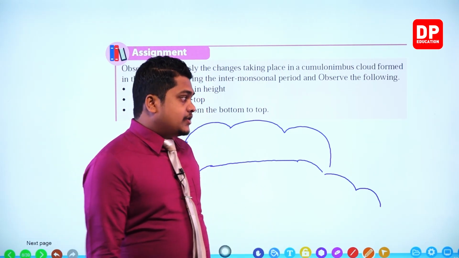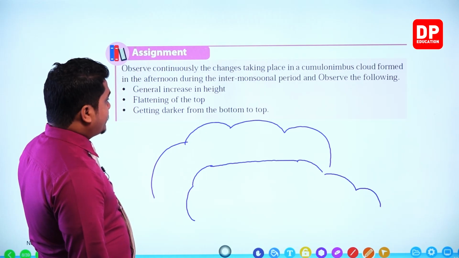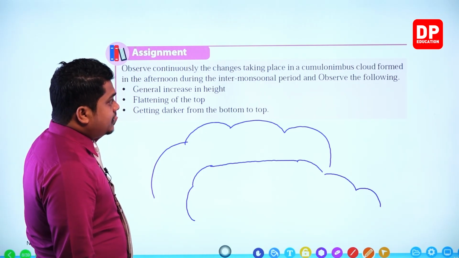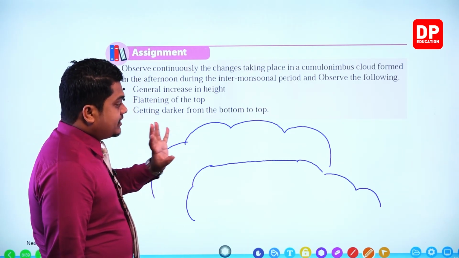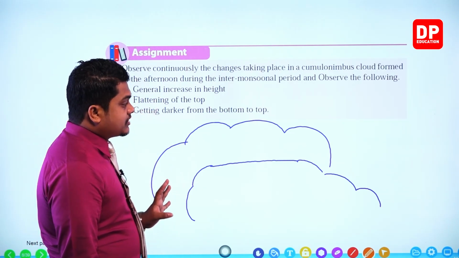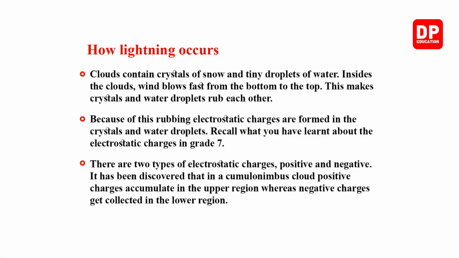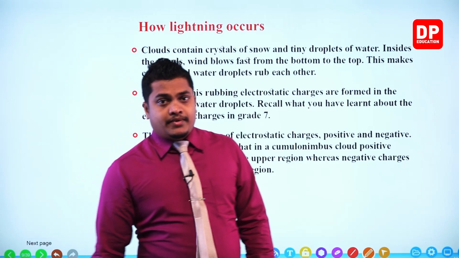So what you have to do is collect these facts by taking a cumulonimbus cloud like this. Then, we have learned the basic things regarding the lightning process.